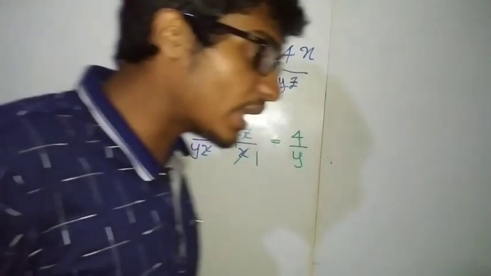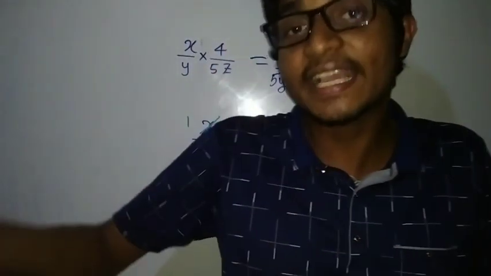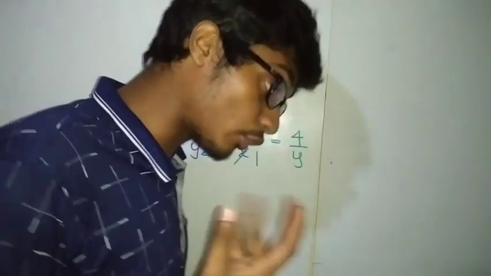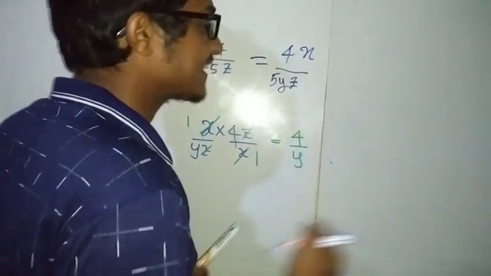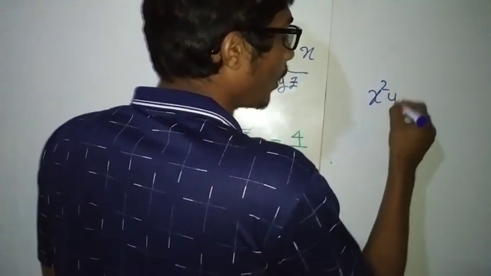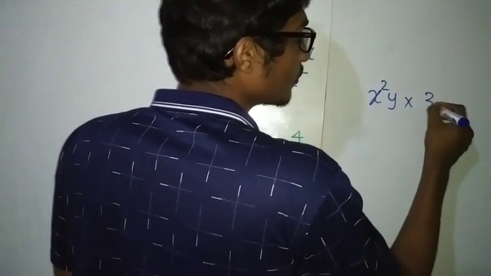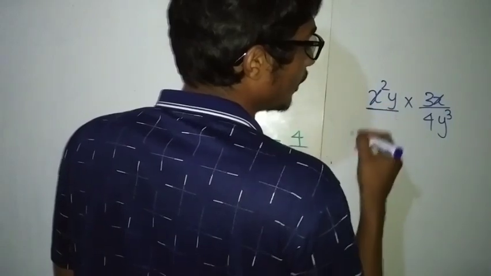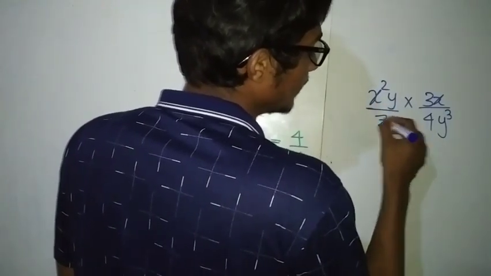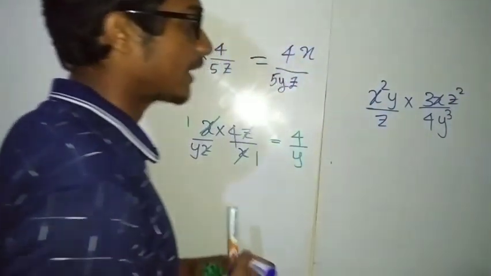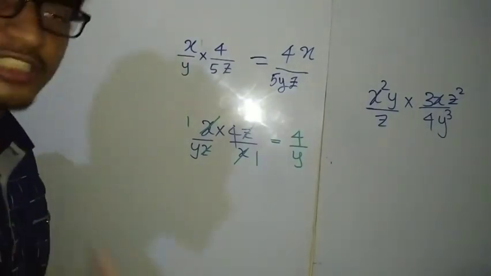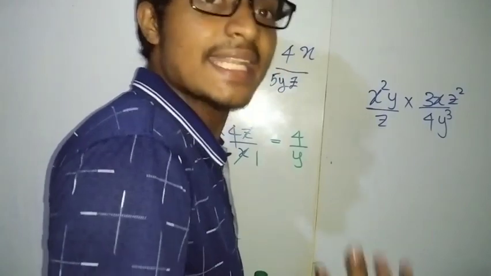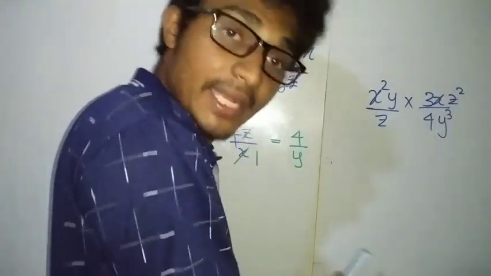Now we will think how the powers, if you have the powers, index form is there, how are we going to deal with problems like that? So that is what now we are going to think about. So for example, if you have x squared y multiplied by 3x over 4y cube, let's say you have z here, and let's say z squared there, right? So how are we going to solve this? So here's the problem. Now z squared, what is z squared? Z squared means z into z. So z into z can be divided by z, right?